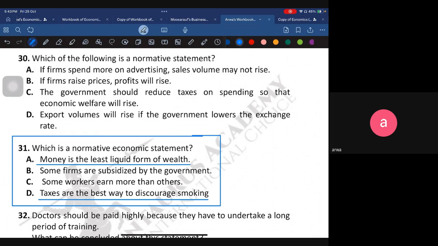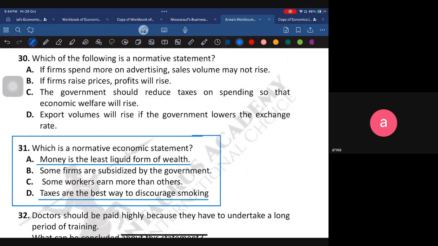And I have seen that many of the students have a problem with the normative statements, and they consider that this also seems to be true. But when you read the sentence now, one way of doing this is, this cannot be applied to every MCQ. This is particularly for these types of MCQs of the normative statement or the positive statement.